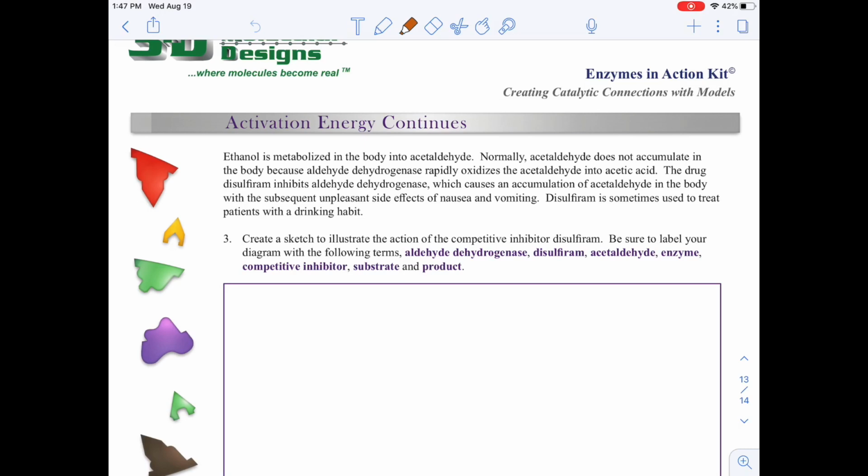Be sure to label your diagram with the following terms. Okay, so I want you to try this on your own, and then if you get lost, I want you to come back to this video. I'm going to take a second and make sure I remember this from last year.